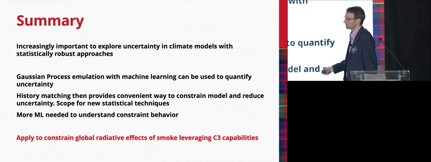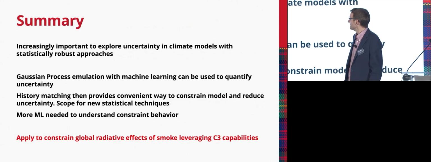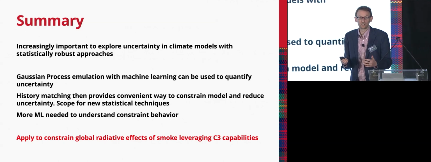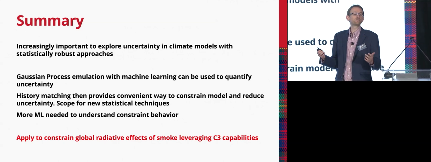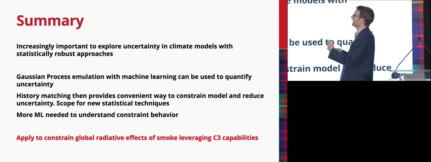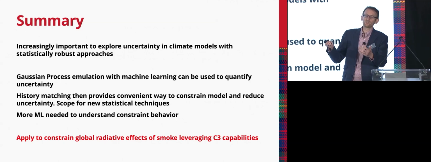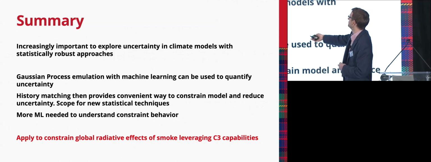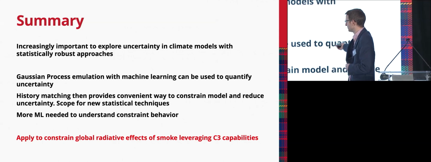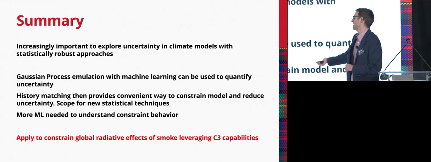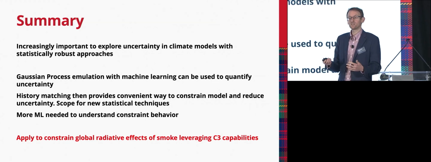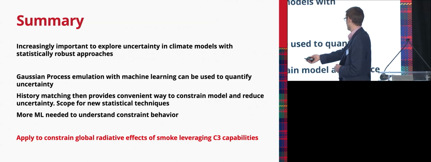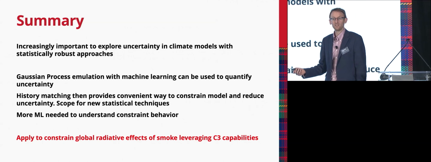Okay, so just to summarize, it's increasingly important to explore uncertainty in future temperature predictions and in climate models with complementary approaches so that we can explore the parts of the uncertainty that are not sampled by the IPCC's approaches. We can do Gaussian process emulation with machine learning to quantify these uncertainties and history matching. There's plenty of scope for new statistical and machine learning research. And we're applying this to constrain the global radiative effects of smoke in this project.